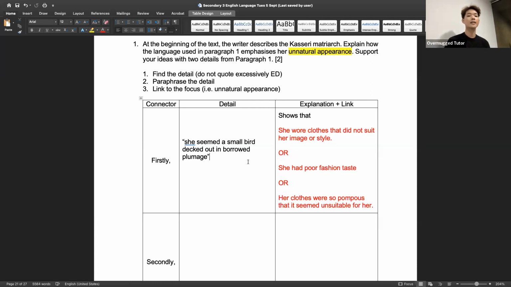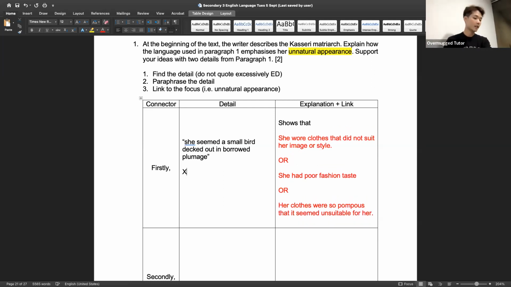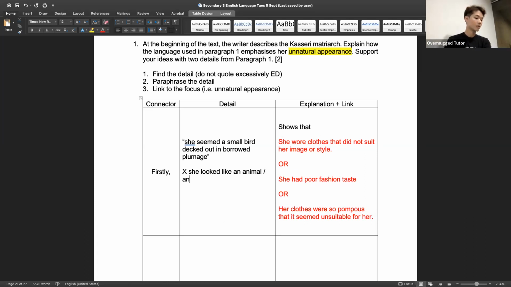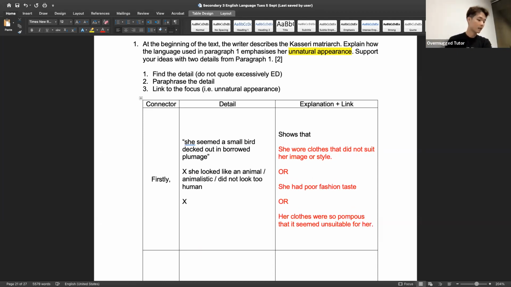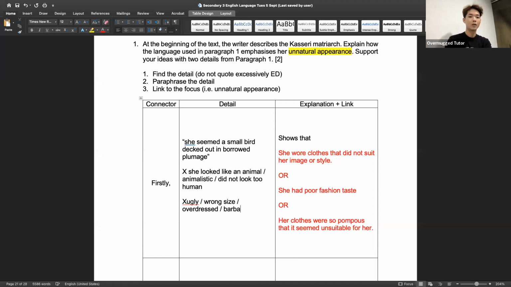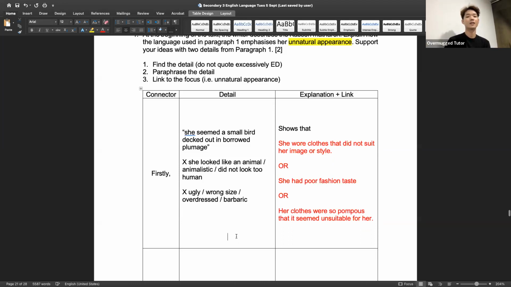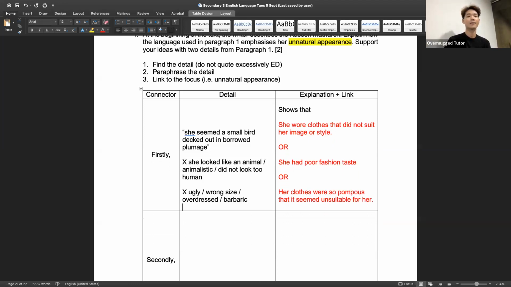Okay. So there are answers that cannot. Answers such as she looked like an animal, animalistic, she did not look too human. All cannot, because it's too literal already. Then other answers that cannot: ugly, no. Wrong size, no. Overdressed, no. Barbaric, no. So these are all answers that were given by other students also. So all no, cannot. Okay.